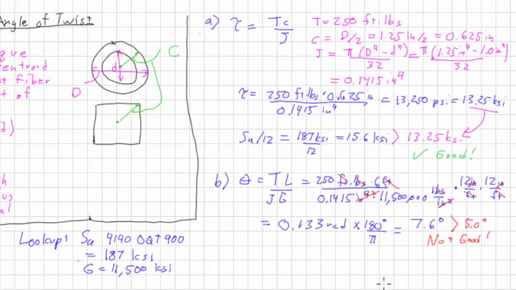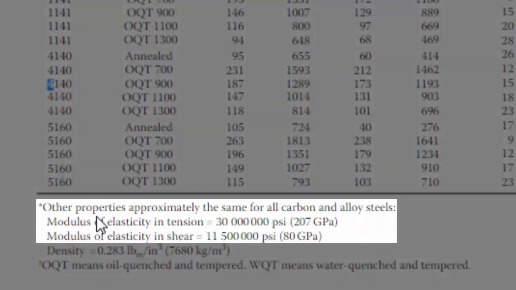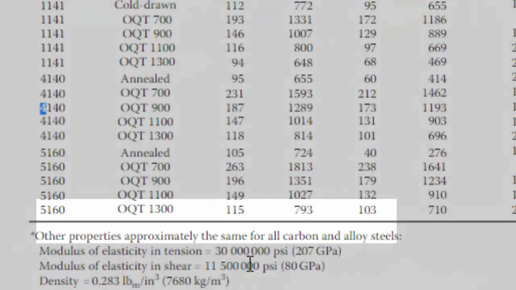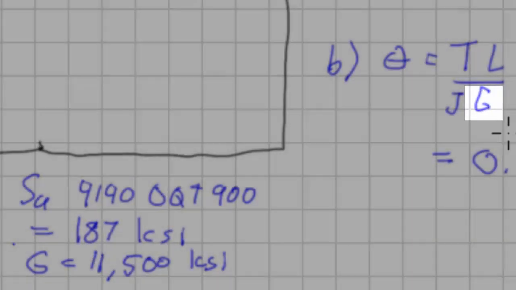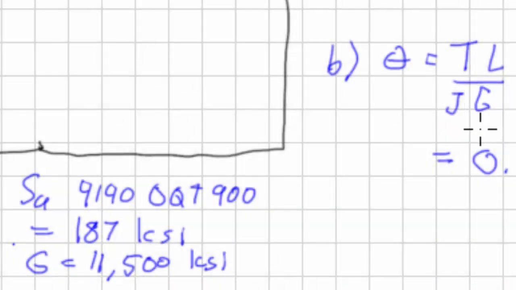Okay, so what are we going to do? Well, let's just assume that we already have this material picked out for one reason or another. Changing the material, assuming it's steel, is not going to do us any good because the only thing that's going to change is G. As we saw here, they're approximately the same for all carbon and alloy steels. G is the only one that's considered in this angle of twist, so G is not going to change. So changing the material isn't going to help.